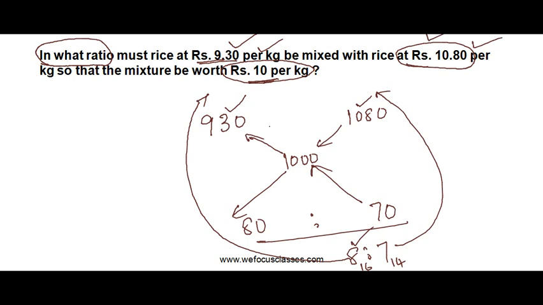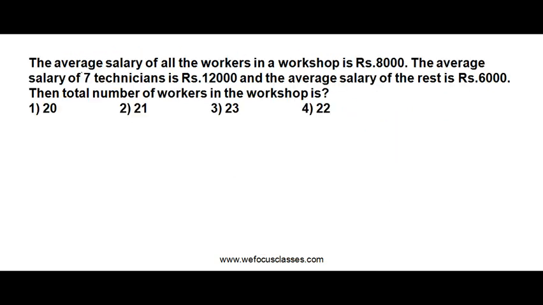The thumb rule is you write the ratios in this direction. You write the averages in this way. Now go to the next problem. So read the problem carefully.